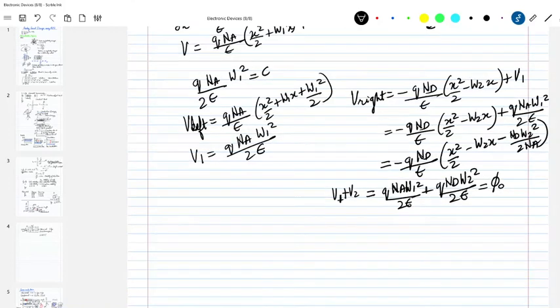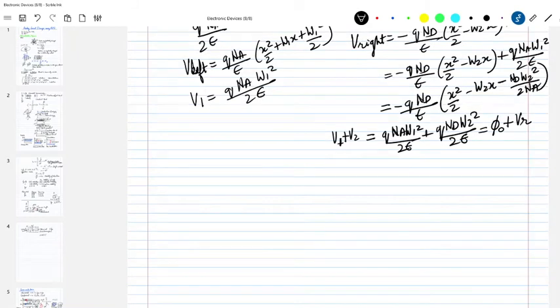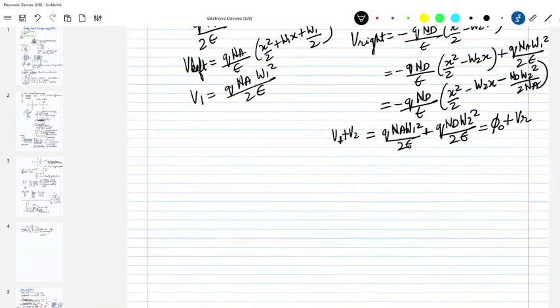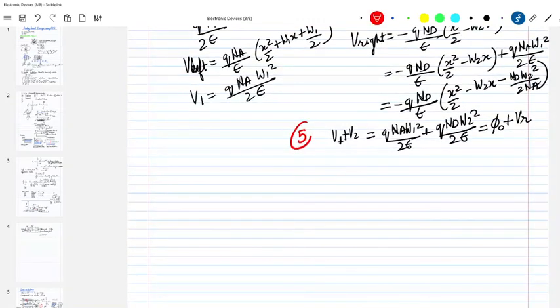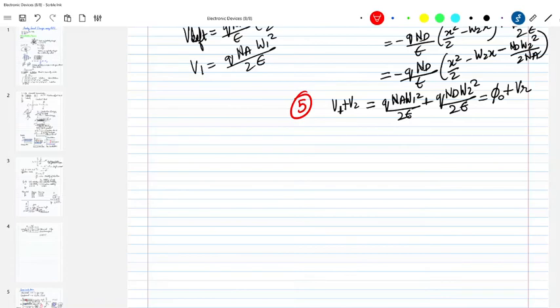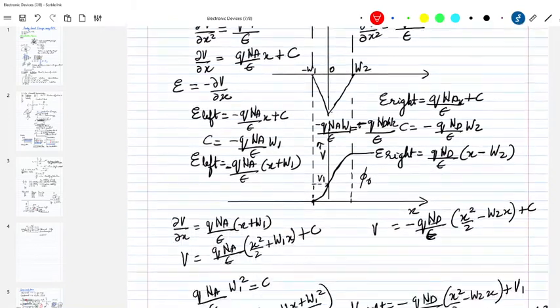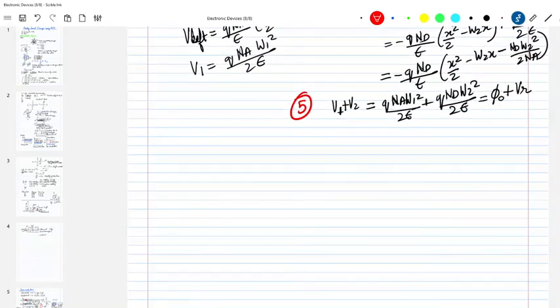Now if I apply an external potential, then it will be V_R. Now this is one equation, so let's say this is equation number 5. Now I have another equation, which is equation number 3. So using 3 and 5, I can find out W1, which is the depletion depth. So that W1 will be equal to, you can substitute here.